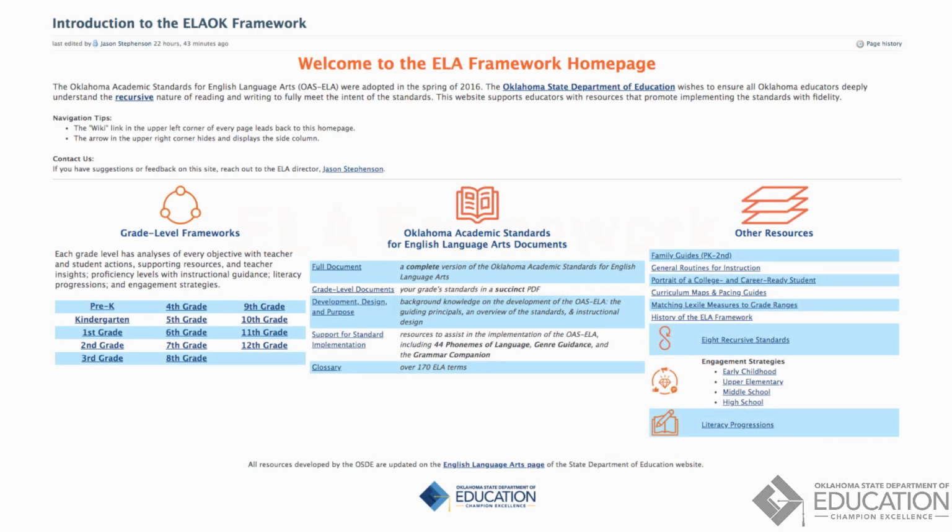Welcome to the Curriculum Framework for the Oklahoma Academic Standards for English Language Arts. This resource was created for teachers, administrators, and other instructional leaders to support the implementation and instruction of Oklahoma's ELA standards. This work was developed out of a collaboration of ELA educators throughout the state to ensure a clear representation of our diverse and unique population.